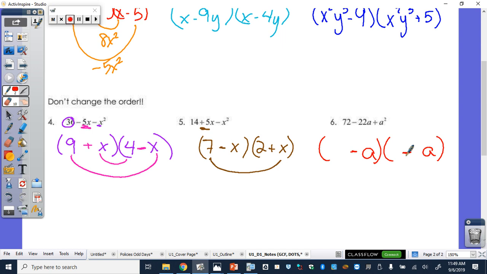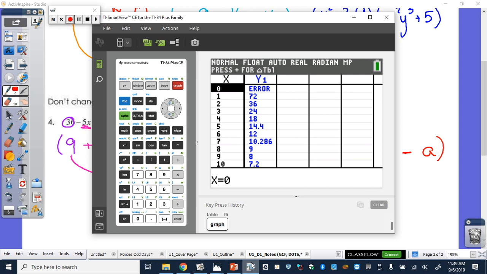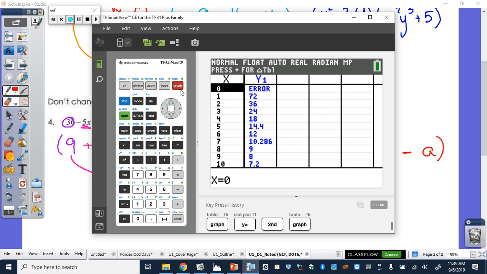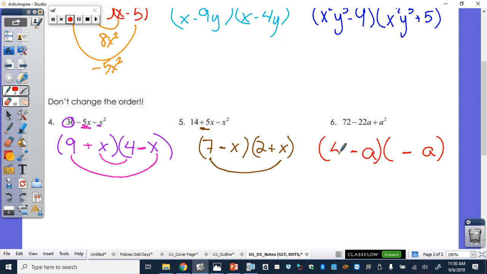Do you remember the trick of how to find factors in your calculator? So under the y equals, if you type in whatever you're trying to find factors of, so in this case 72, so I do 72 divided by x. Look at my table, there's all my factors. So 1 times 72, 2 times 36, 3 times 24. Which ones are going to add to 22? 4 and 18. And there we go.